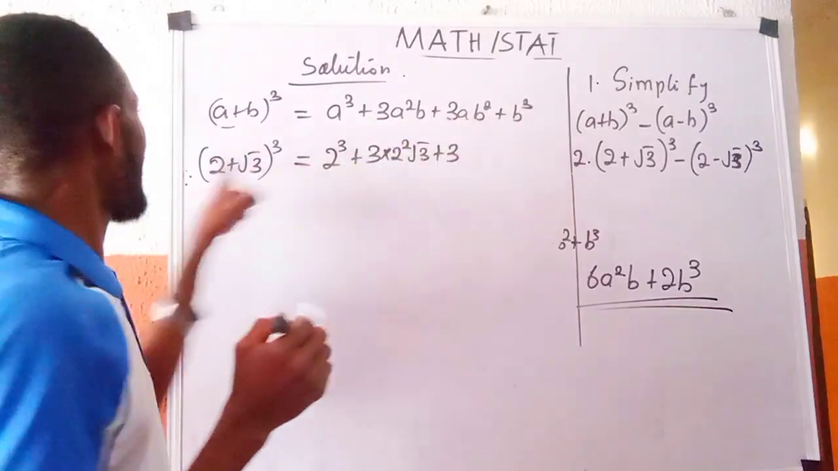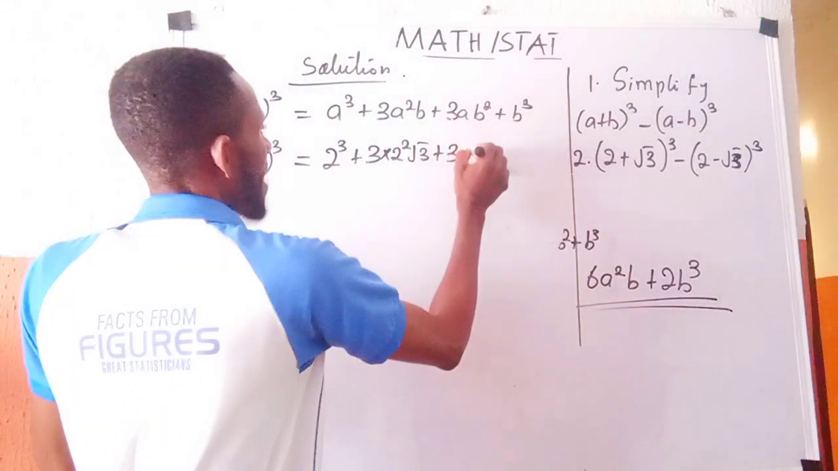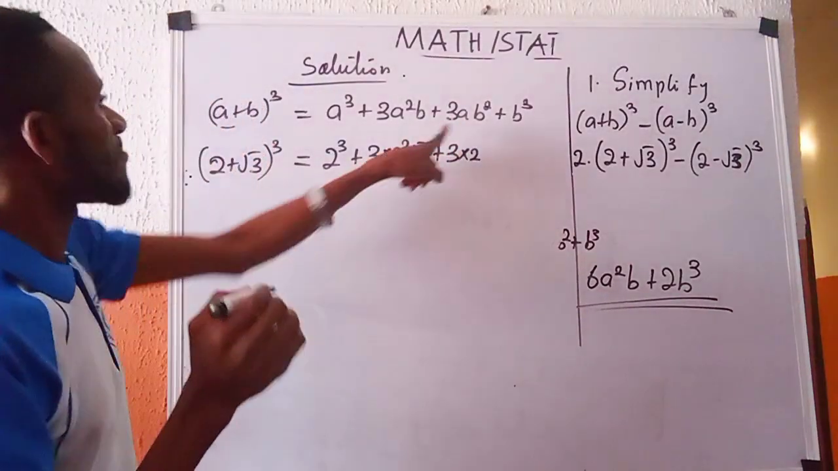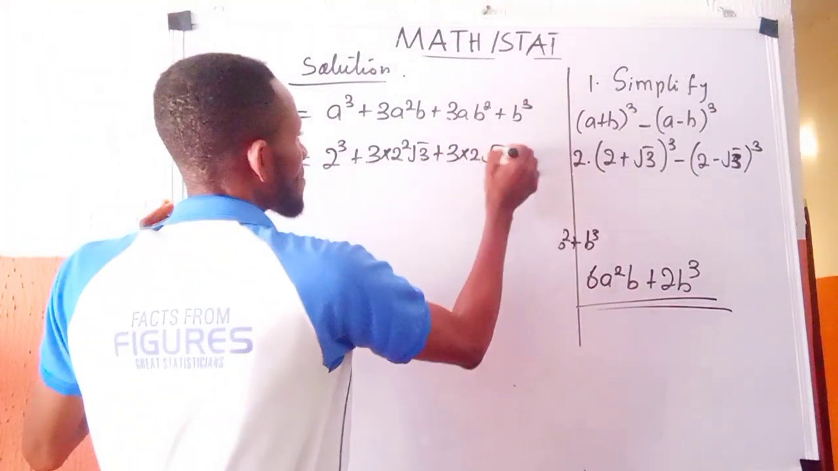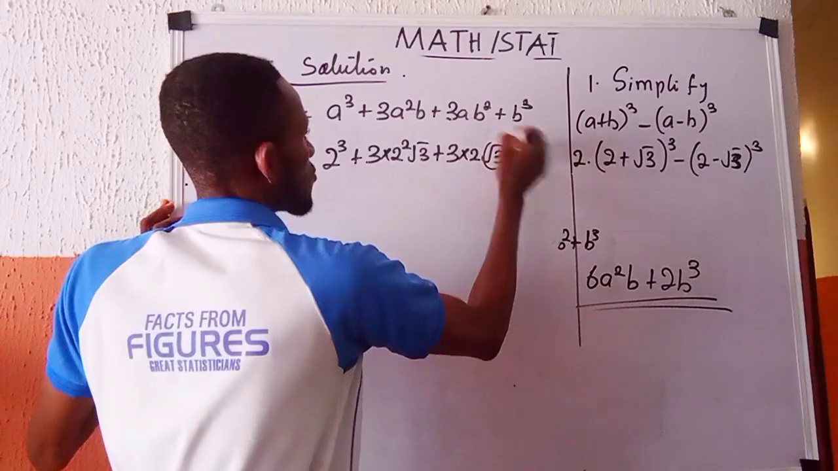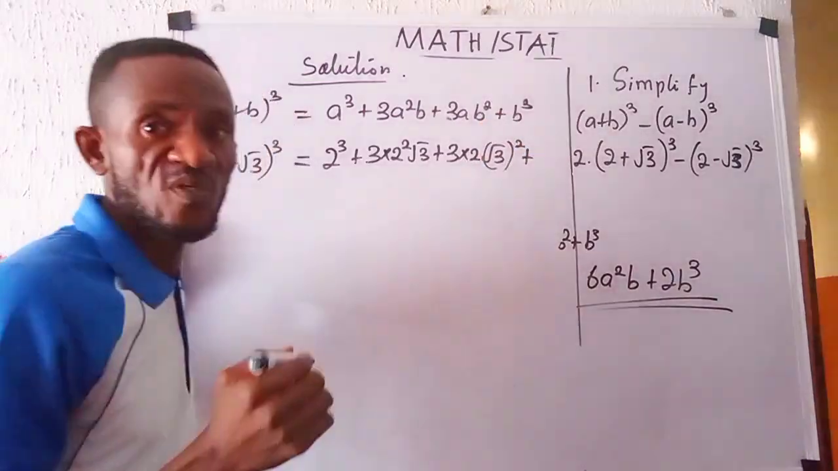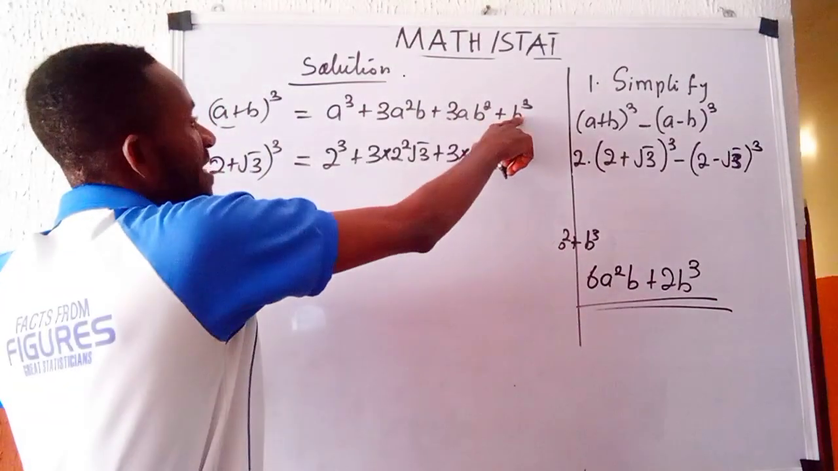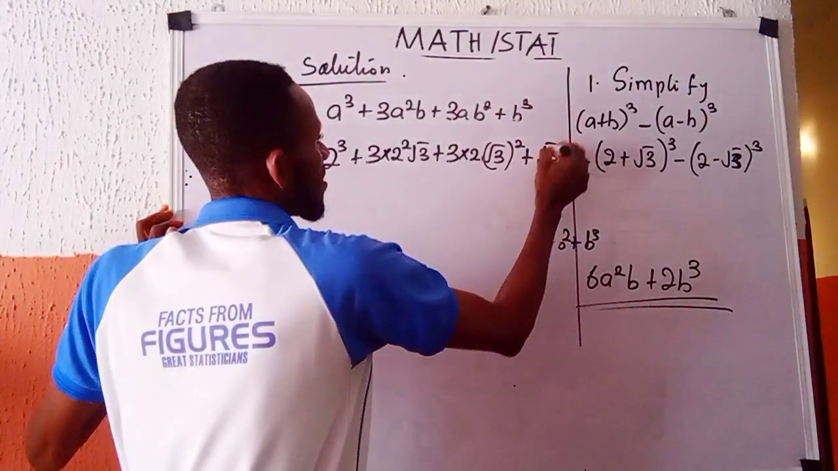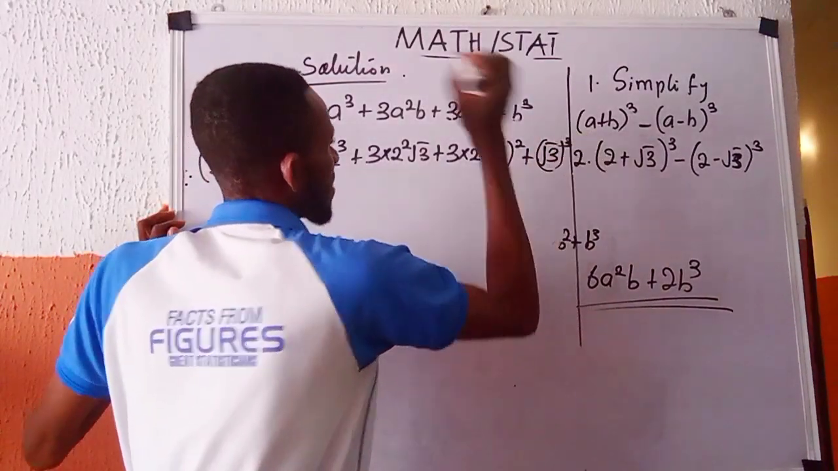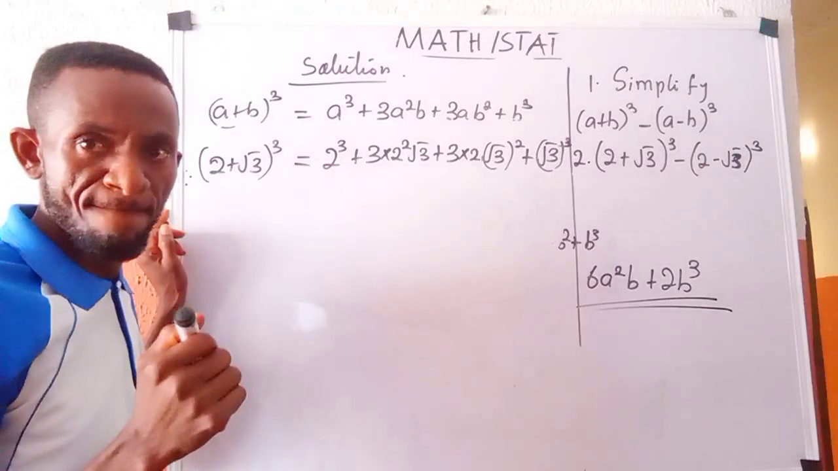My a is 2, so I have multiplied by 2. Then my b is raised to power 2 and my b is root 3, so I have root 3 all raised to power 2. The sign here is plus. Then I come here. This is b and my b is root 3, so I have root 3 all raised to power 3. That's what I have there.